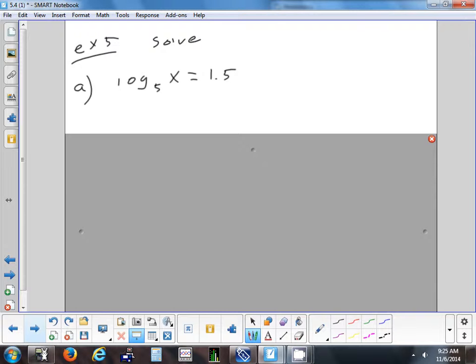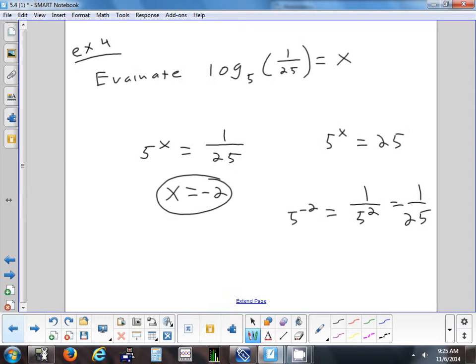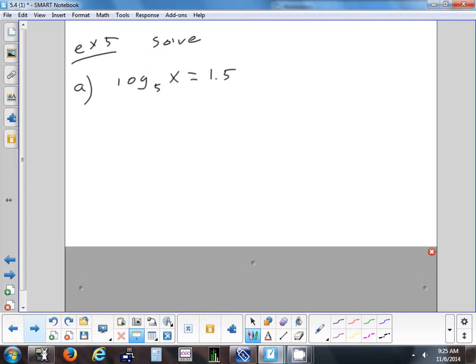Okay, now the last problem was in log form and we changed it to exponential, we're going to do the same thing again. It's in log form, let's try changing it to exponential. Okay, Brandon, what's my base here? 5. Yep. And Justin, my exponent?